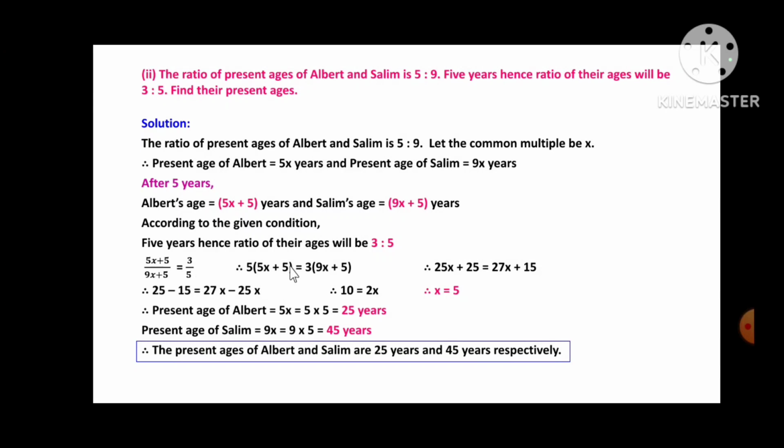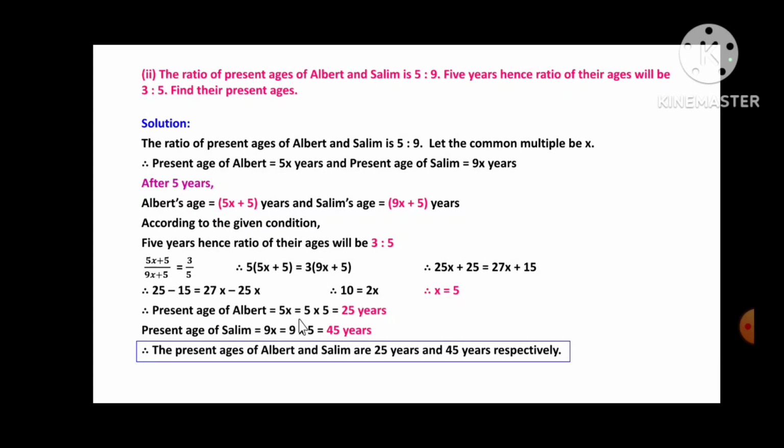Now cross multiply. 5 into bracket 5x plus 5 is equal to 3 into bracket 9x plus 5. So solve this bracket: 25x plus 25 is equal to 27x plus 15. We'll bring the numerators at one place and the variables to the other side. So 25 minus 15 is equal to 27x minus 25x. Though subtraction will be 10 is equal to 2x, so x is equal to 5.